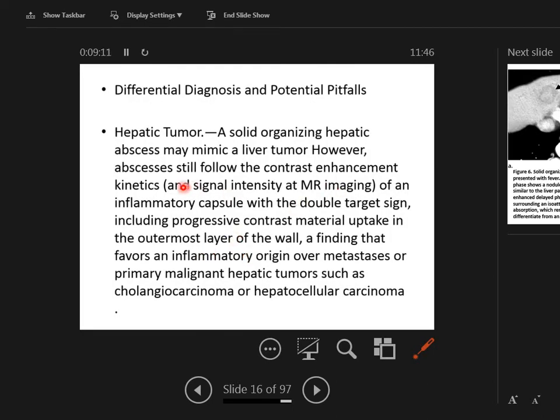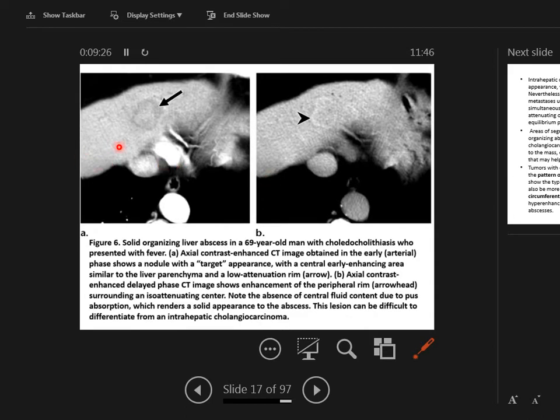The differential diagnosis is hepatic tumor, which may mimic a liver abscess, however, abscess still follows the contrast enhancement. We discussed it before. And here is a CT scan of a tumor.